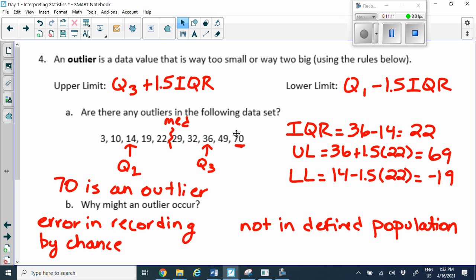Okay, make sure you guys watch part 3 of these day 1 notes. We're going to be talking about another measure of spread called standard deviation.